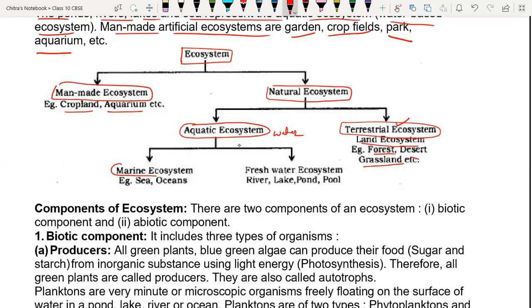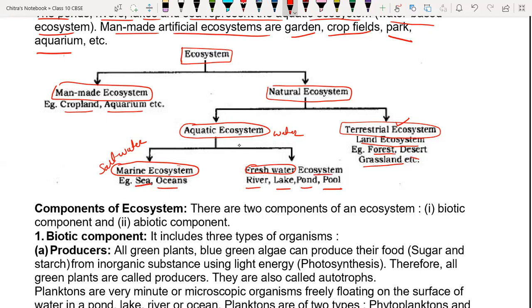One is called marine ecosystem, that means the salt water ecosystem. And the freshwater ecosystem means it is not the salty water. This is called the freshwater ecosystem. Examples of marine or saltwater ecosystems are sea and ocean. Examples of freshwater ecosystems are river, lake, pond, pool, well, etc.